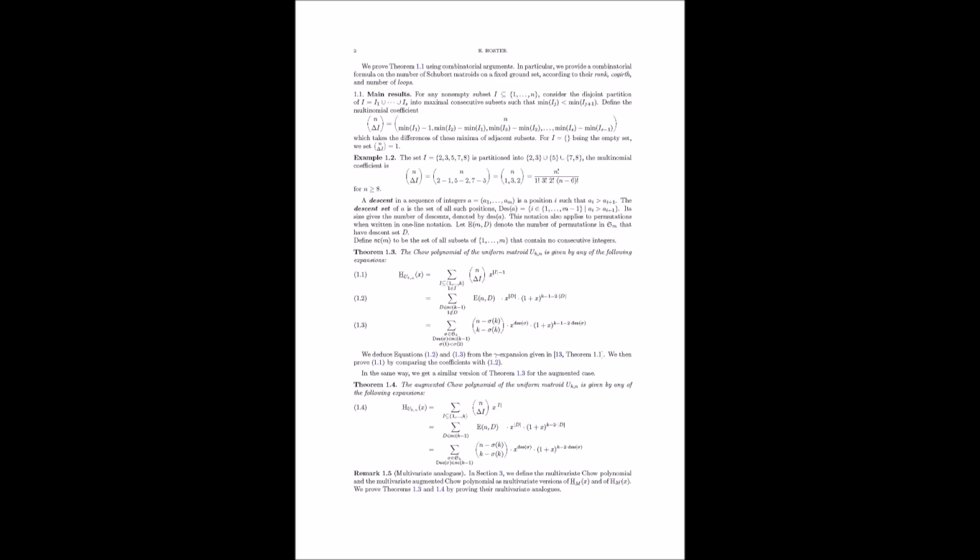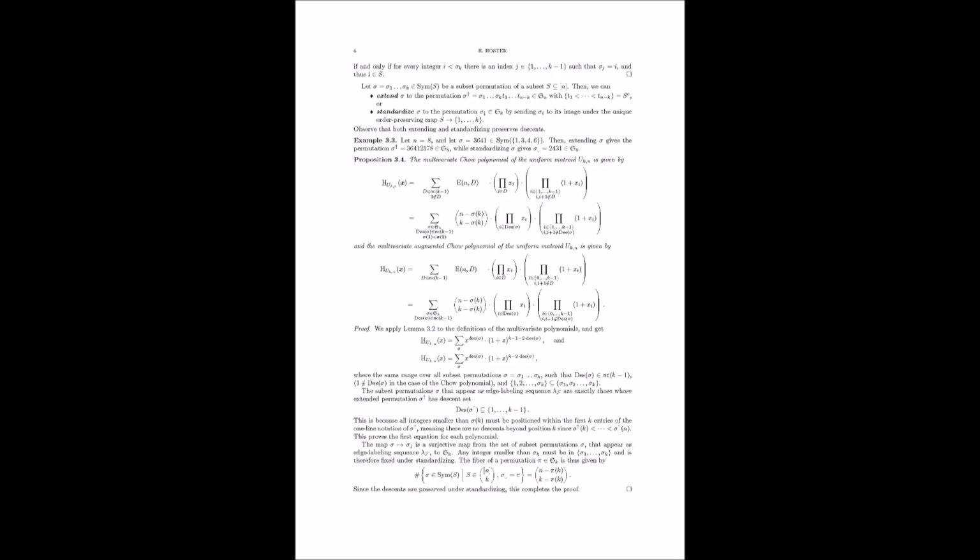This is where Ferroni's conjecture comes in. Ferroni proposed that there should be a precise combinatorial formula for the Chow and augmented Chow polynomials when you're dealing with uniform matroids. It's like he suspected there was a hidden code within these polynomials, a code that could reveal even deeper secrets about uniform matroids.